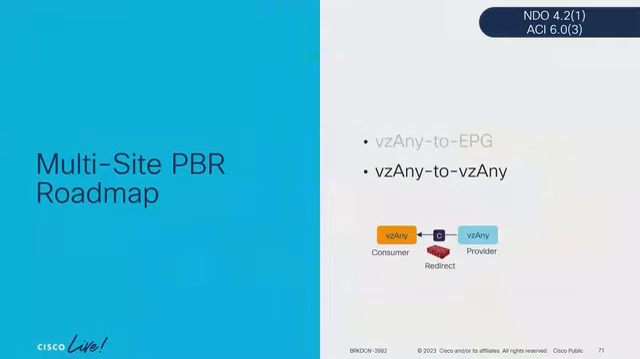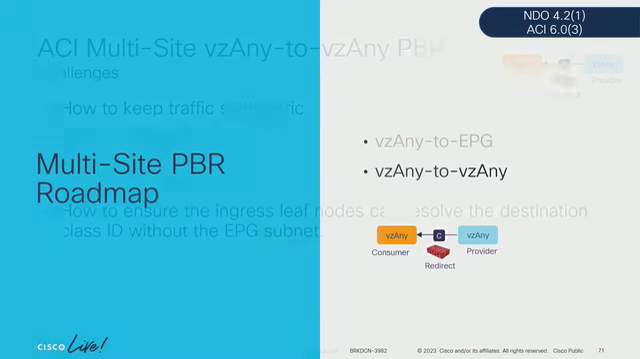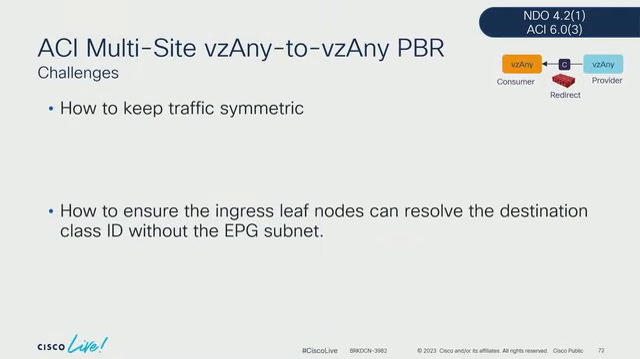So this is VZNE to EPG PBR. And then the last topic is VZNE to VZNE PBR. That's basically redirecting all of the inter-EPG traffic, regardless of whether it's intra-site or inter-site. We still have the same two challenges: how to keep traffic symmetric, and how to ensure the ingress leaf can always resolve the destination class ID. So we use the same conversational learning for VZNE to VZNE.